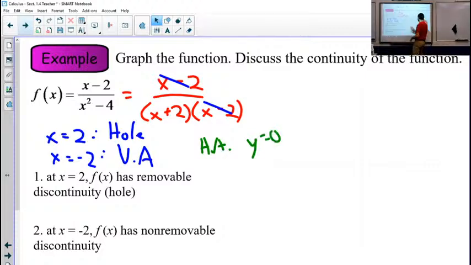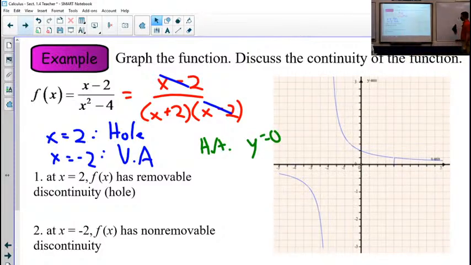And so here's what the graph looks like. Some software doesn't like having the holes in the graph. And so I don't know what's going on over here. What should be happening is a hole. It shouldn't be jumping down like this, because then it would be a non-removable. This is a hole in the graph, and then we're continuing on. Here's the asymptote at negative 2. Horizontal asymptote at 0.